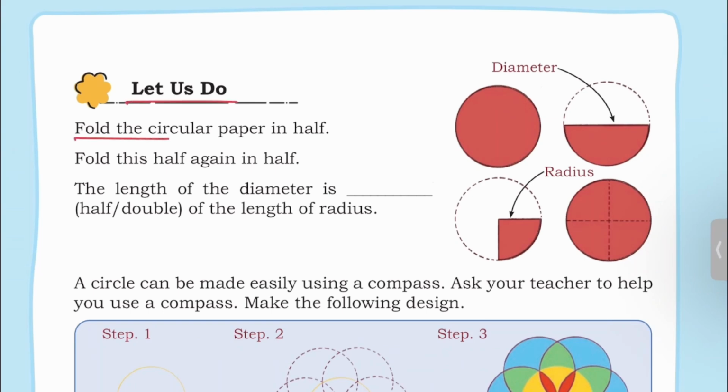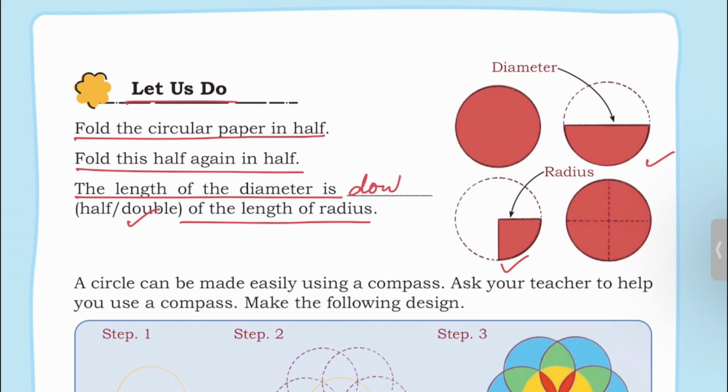Let us do. Hold the circular paper in half like this. Hold this half again in half like this. The length of the diameter is double the length of the radius. You can see here, if this is the length of the diameter d and this is the length of the radius r, you can see here d is equal to 2r, or the length of the diameter is double the length of the radius.